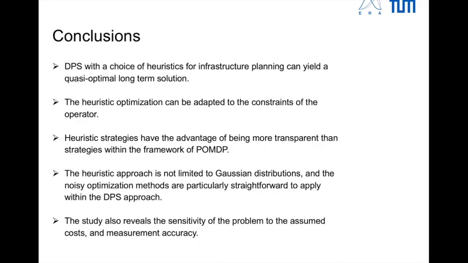In conclusion, we've shown that the direct policy search with the choice of heuristics for infrastructure planning can yield a quasi-optimal solution to our sequential decision problem. One of the advantages of choosing a heuristic approach is that we can adapt to the constraints of the operator and define heuristic parameters that will satisfy its needs, for instance, a regular upgrading interval or a constant capacity upgrade. In fact, heuristic strategies have the advantage of being more transparent than the strategies within the framework of POMDP. POMDP will give a sort of user manual, but it will be very difficult to predict in which direction it will lead us. Whereas with heuristic strategies, we will know in advance what kind of features it will present during the lifetime.